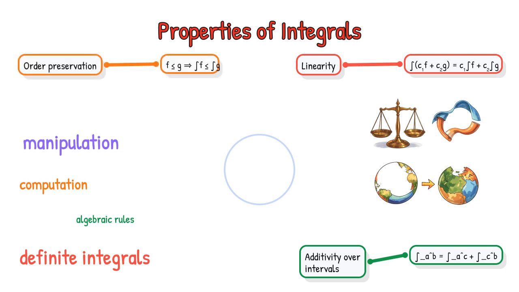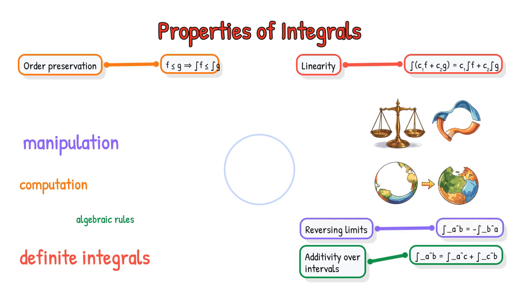If f of x is less than or equal to g of x on the interval from a to b, then the integral of f is less than or equal to the integral of g. Fourth, reversing limits. The integral from a to b of f of x equals negative the integral from b to a of f of x. Fifth, the integral of a constant. The integral from a to b of c dx equals c times b minus a.